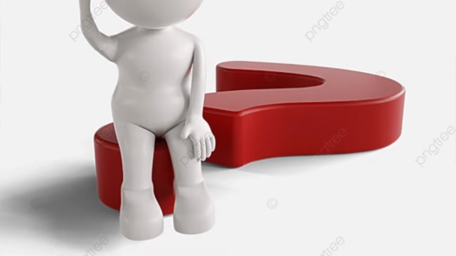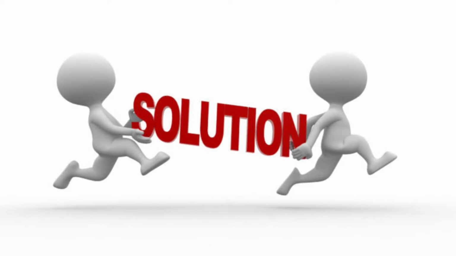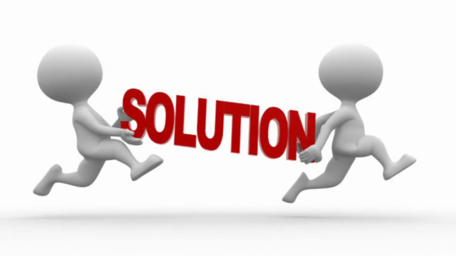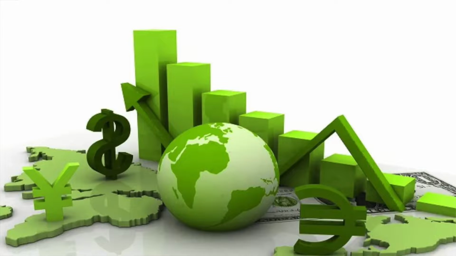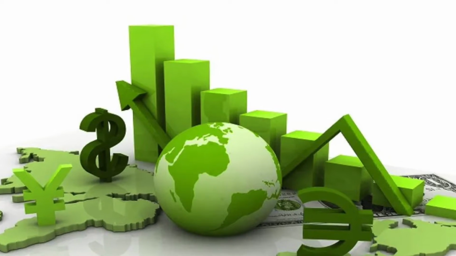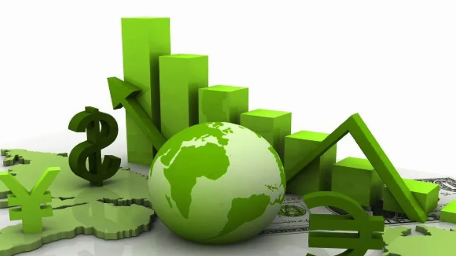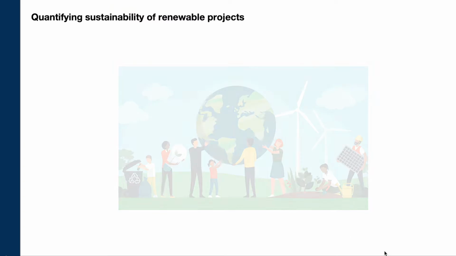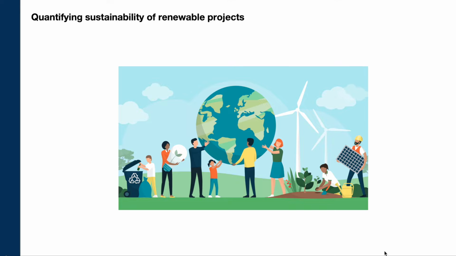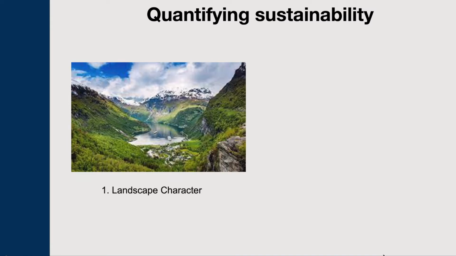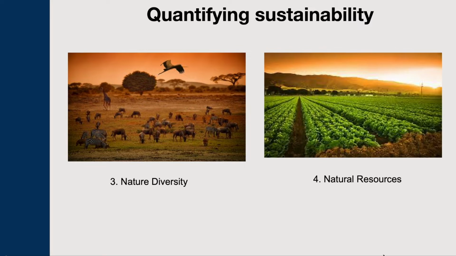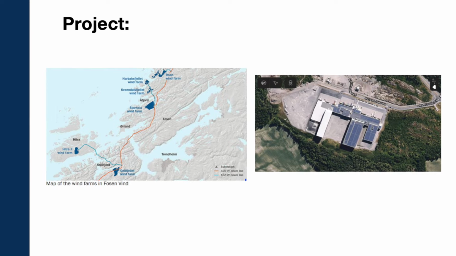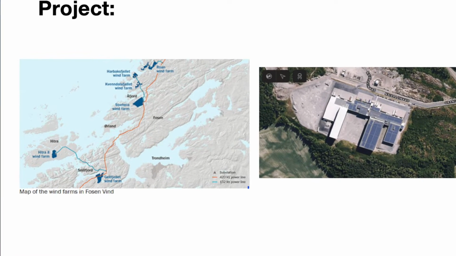How do we do that? To simplify this, we divide our model into two parts. Part A focuses on calculating a sustainability score, whereas Part B focuses on calculating an economic score based on risk and returns. In Part A, we look upon aspects such as landscape, outdoor activities, nature diversity, natural resources, and cultural heritage. Let us explain this using two example case studies.